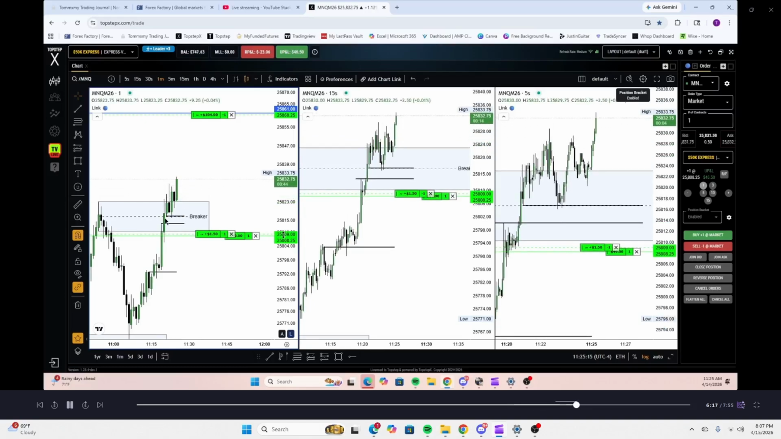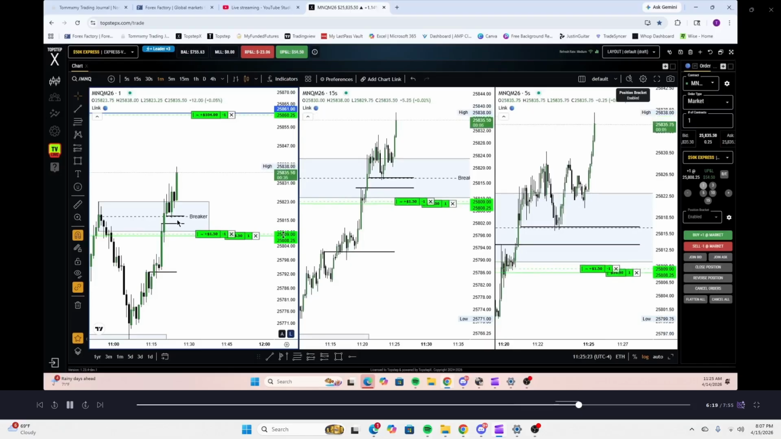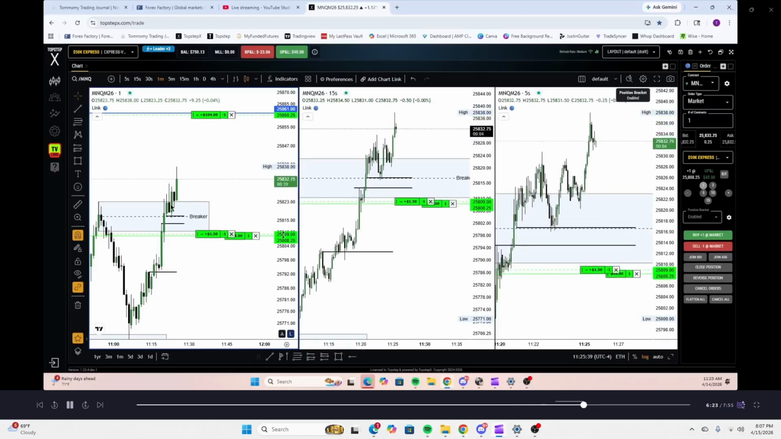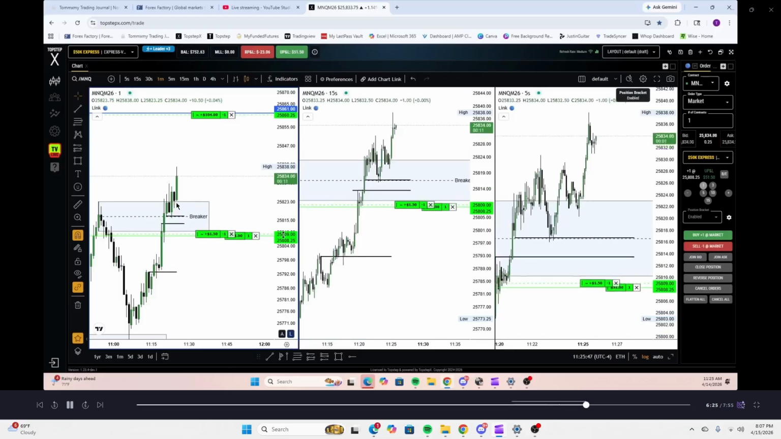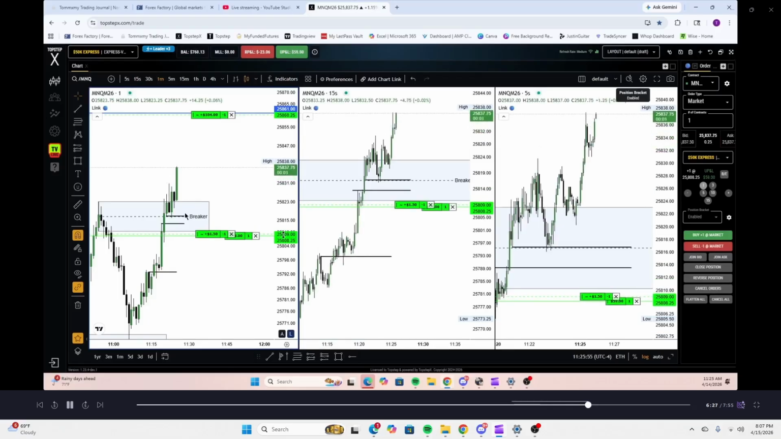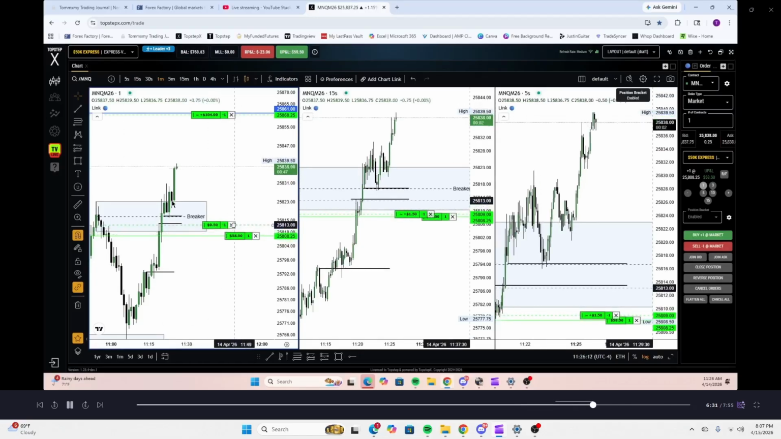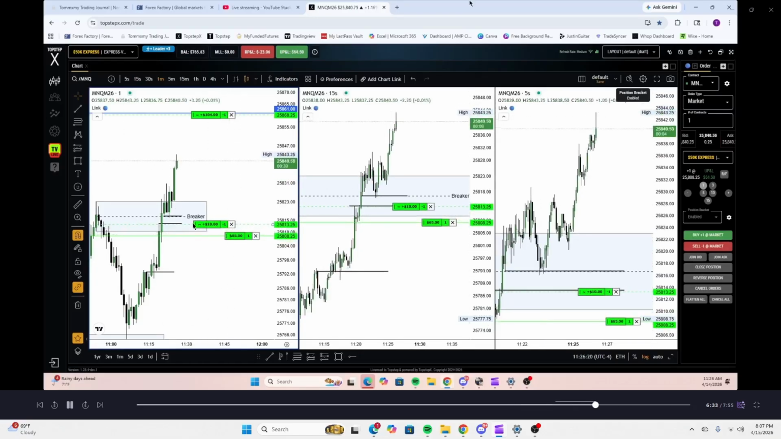Would I want to see this BISI filled? No, because it's below the midpoint of the breaker. And I'm liking the response I'm seeing from the high of that breaker right there. I don't have it marked out, but this down close candle, that is an order block. Moving my stop up just a little bit.